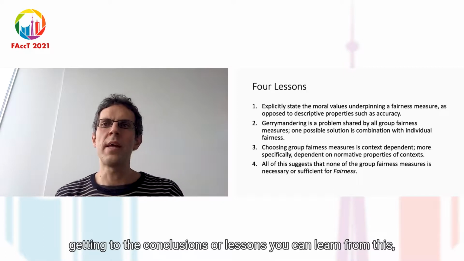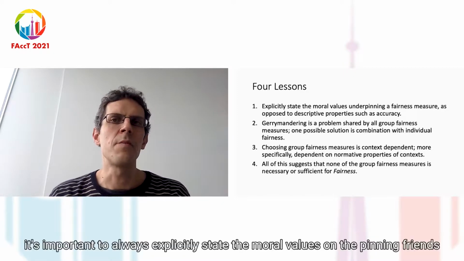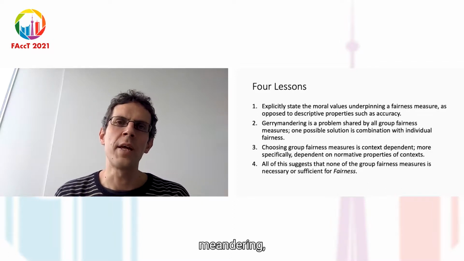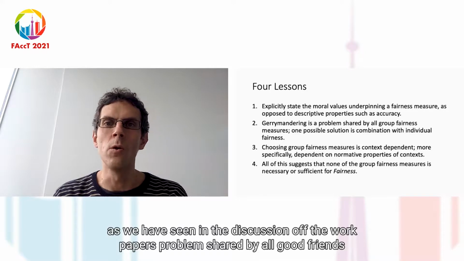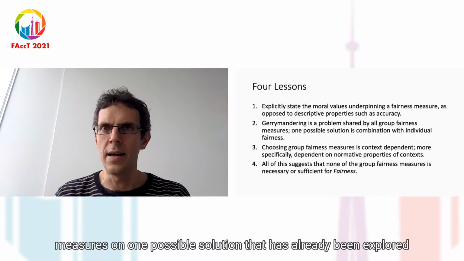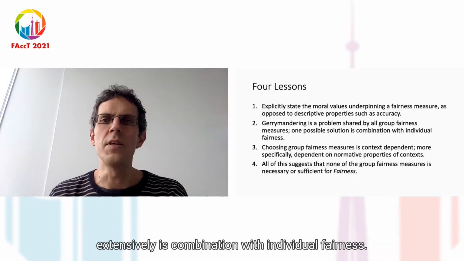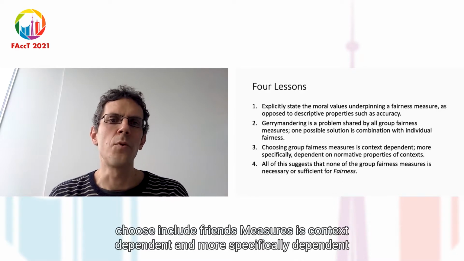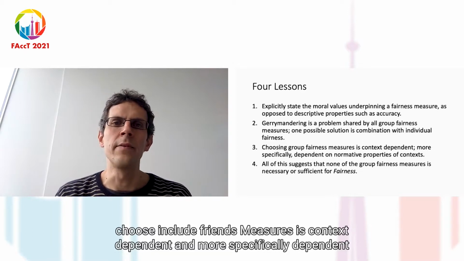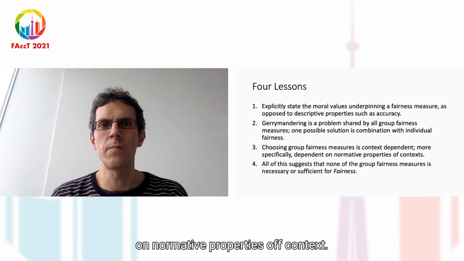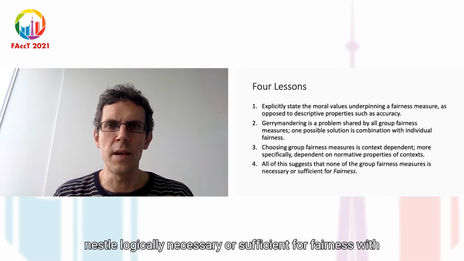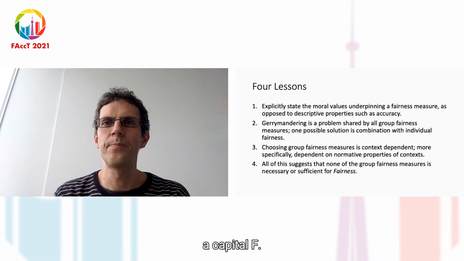Okay, getting to the conclusions or lessons that we can learn from this. First, it's important to always explicitly state the moral values underpinning a fairness measure, as opposed to descriptive properties such as accuracy. Second, gerrymandering, as we have seen in the discussion of the work paper, is a problem shared by all group fairness measures. And one possible solution that has already been explored extensively is combination with individual fairness. Third, this is also, I think, well known in the literature, choosing group fairness measures is context dependent and more specifically dependent on normative properties of contexts. And all of this suggests that none of the group fairness measures is logically necessary or sufficient for fairness with a capital F.